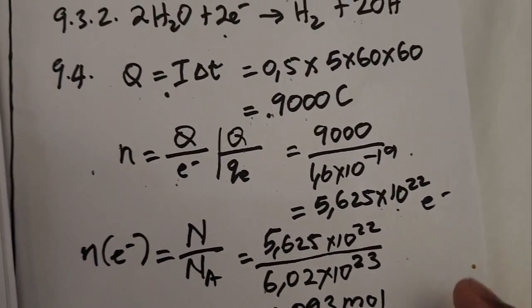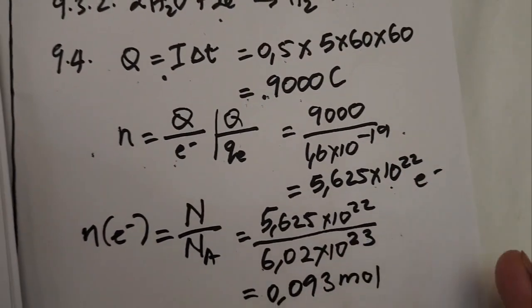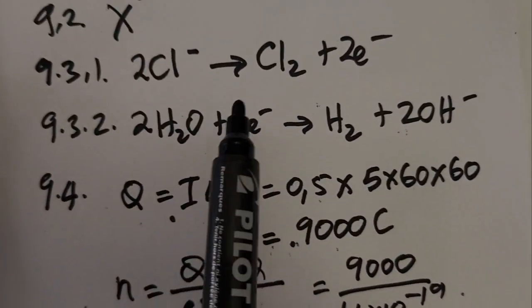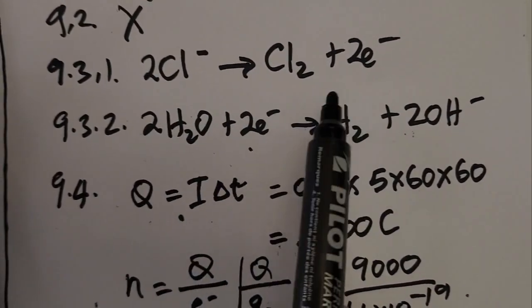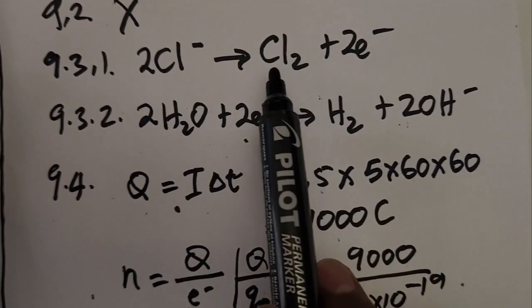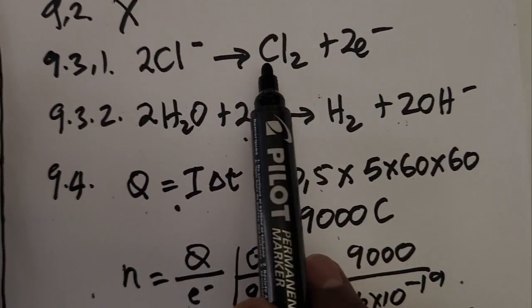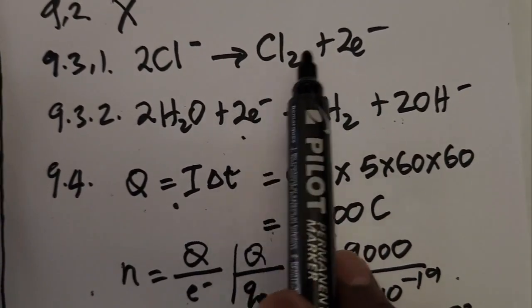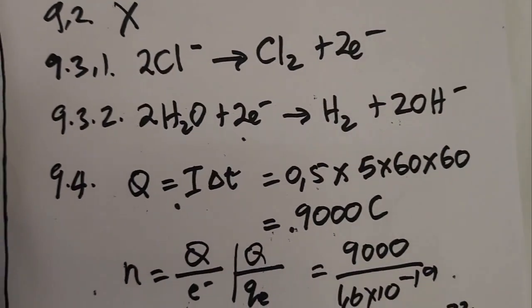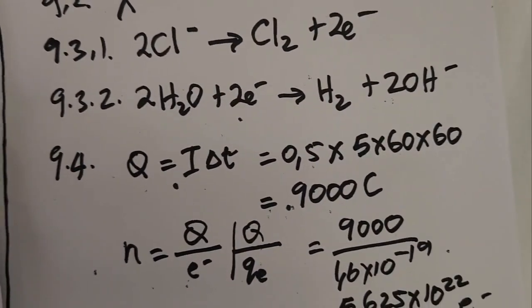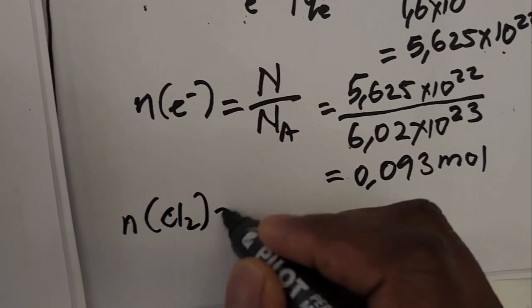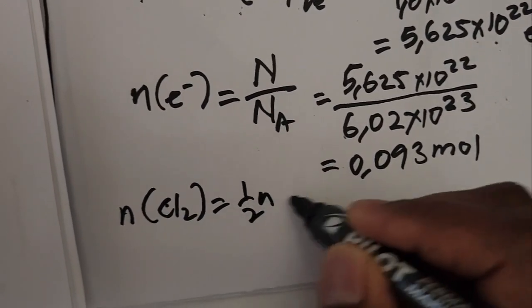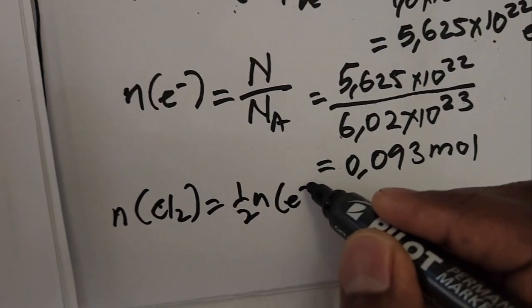We can go back to the equation and say, according to that equation, remember this equation, what's happening in the chlorine half reaction, then the moles of electrons to chlorine gas is 2:1. Therefore, the number of mole of chlorine is half of the number of mole of electrons. Therefore, you can just say number of mole of chlorine gas equals half of the number of mole of electrons.